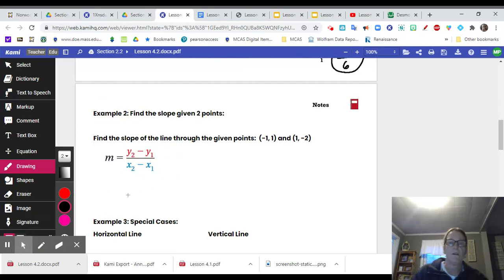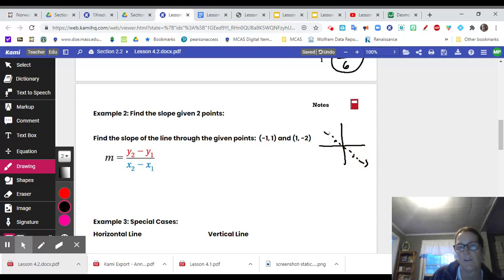Now, sometimes you'll be given a problem and you'll just have two data points, two values that they say lie on a line. So in this example, it says, find the slope of the line through the given points. So you can imagine, and you can even sketch, that you have these 2 points, (-1, 1) and (1, -2). And if you want, and I like to do this a lot, sketch it in your head or on a piece of paper so you have a visual of it. But you don't need the actual graph to use this formula.